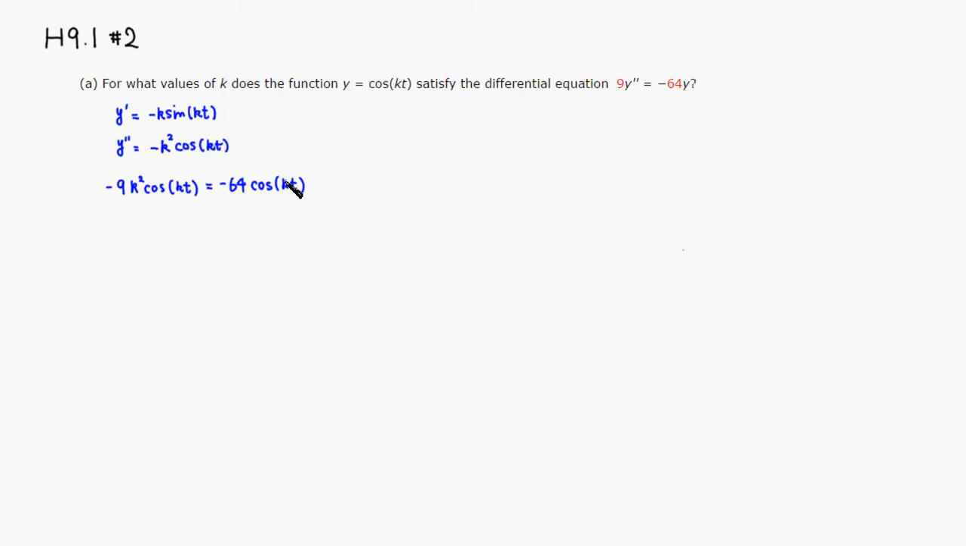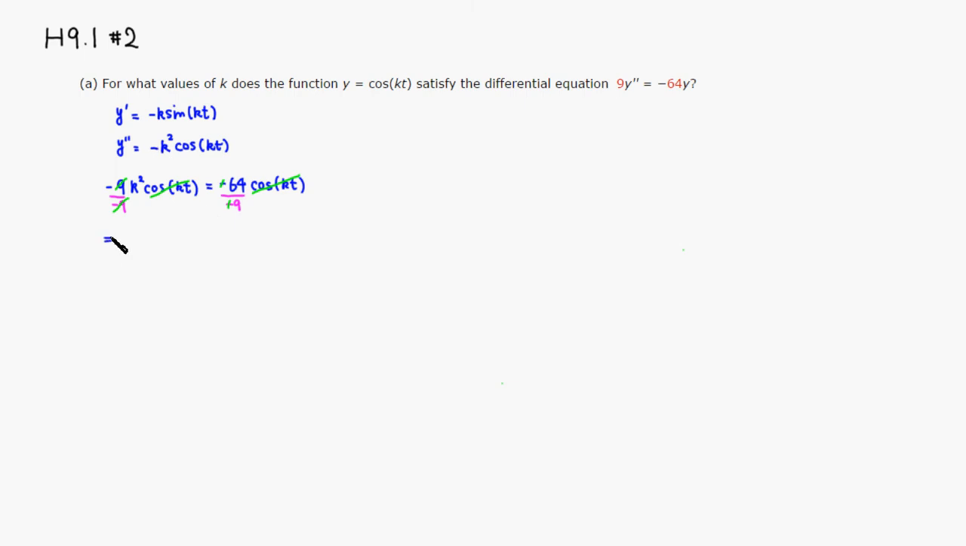We can divide through by cosine of kt, so we can cancel that because it's common to both sides. And we can also divide through by negative 9, a negative 9 here and a negative 9 here. Then you can cancel negative 9 and negative 9, and the negative signs cancel out. Then we can take the square root of both sides.